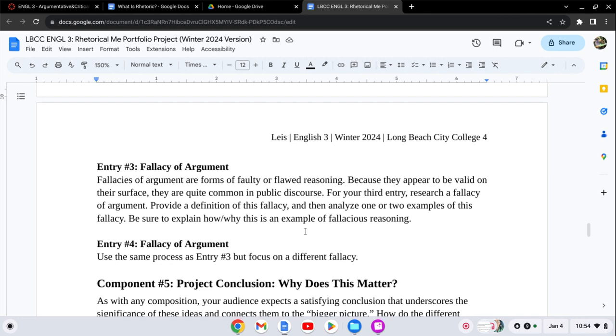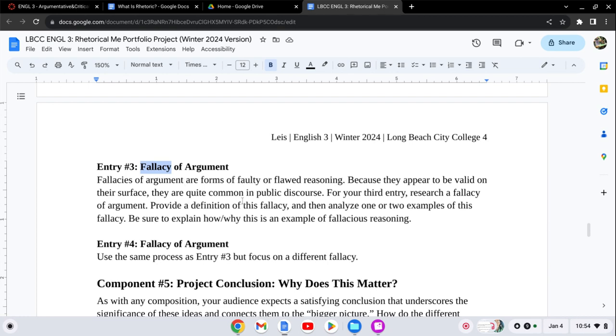For your third entry, research a fallacy of argument. Provide a definition of this fallacy and then analyze 1 or 2 examples of this fallacy. Be sure to explain how and why this is an example of fallacious reasoning. There are a whole bunch of different fallacies, so you're going to research online and learn about some of them. Then choose one that you think is really interesting or resonates with you, or one that you maybe have seen a lot.